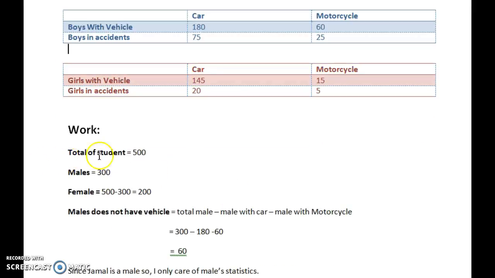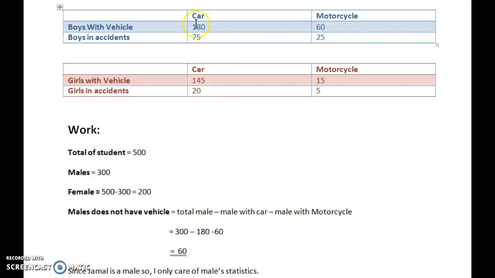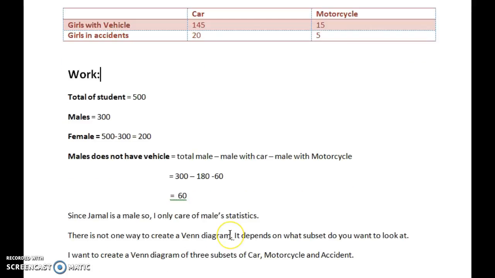We know the total number of students is 500. We know males are 300. Female equals simple subtraction, 500 subtract 300, which is 200. Males who do not have a vehicle equal the total males subtract males with a car and males with a motorcycle: 300 subtract 180 and subtract 60. So we only care about the male statistics.